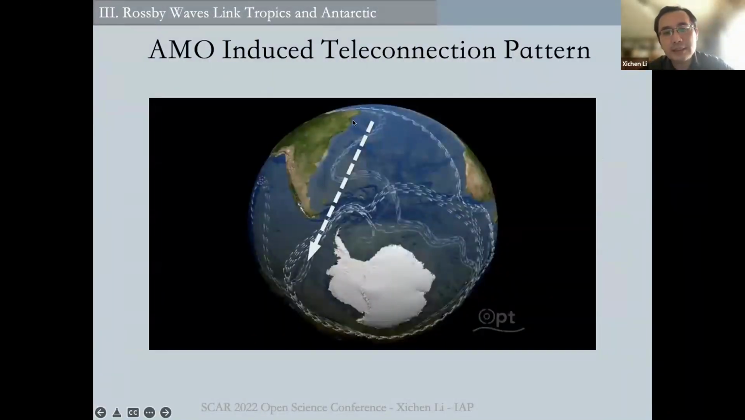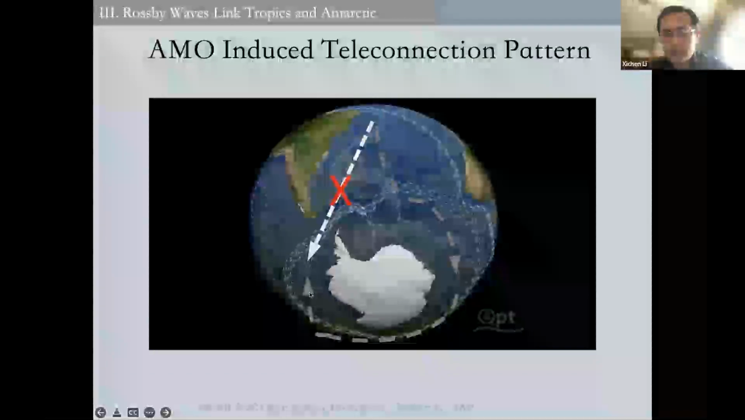But the problem is that the tropical Atlantic is quite close to the West Antarctica, but the stationary Rossby wave cannot propagate to the west. For the Rossby wave trains generated by the tropical Atlantic to impact the West Antarctica, it has to go around the Antarctica and finally arrive in this area.